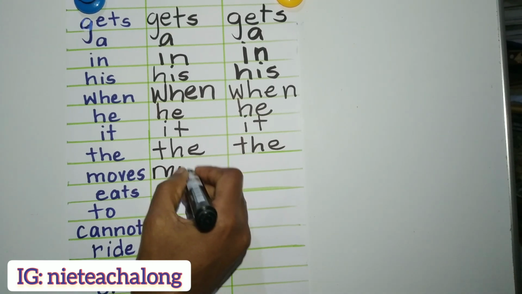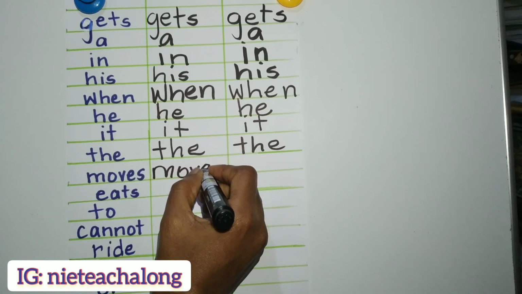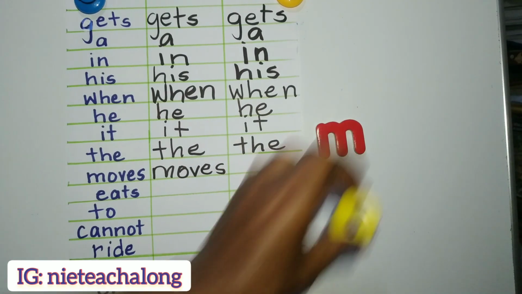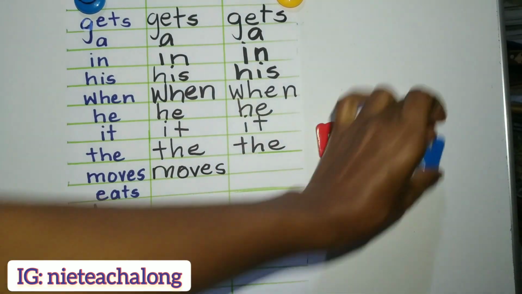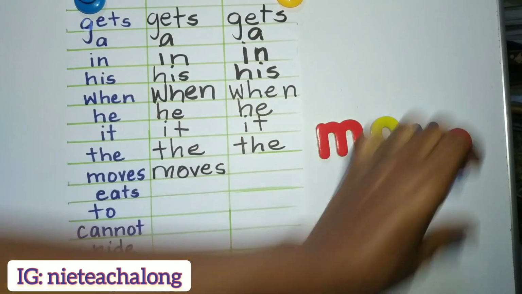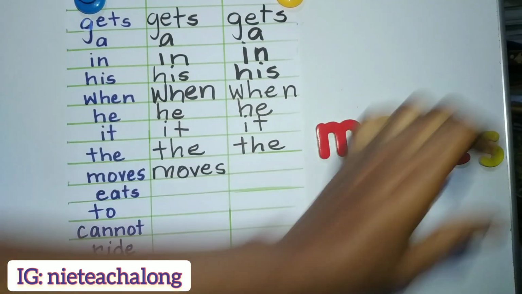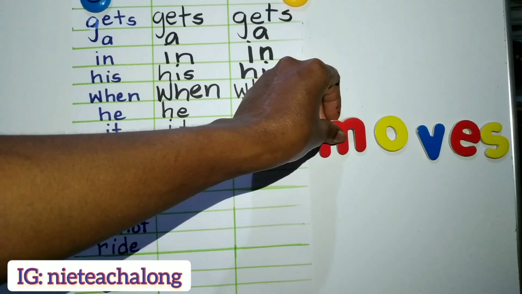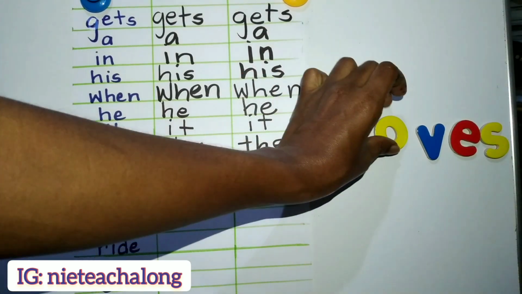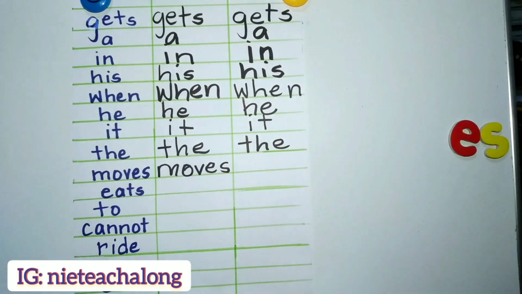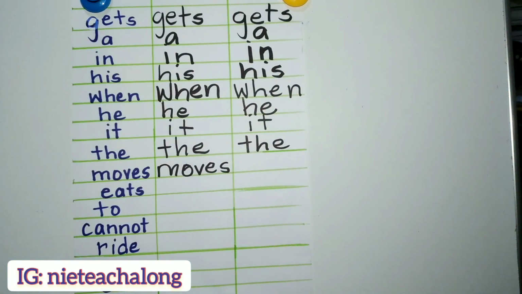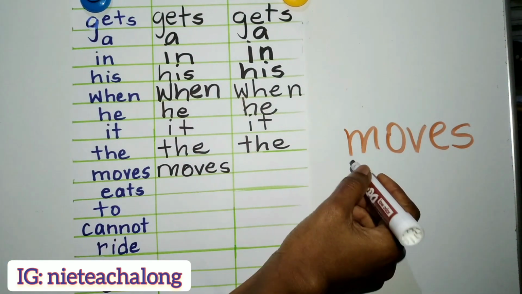M, O, V, E, S. Moves. Build the word. M, O, V, E, S. Moves, moves. M, O, V, E, S. Moves. Let's draw the word.